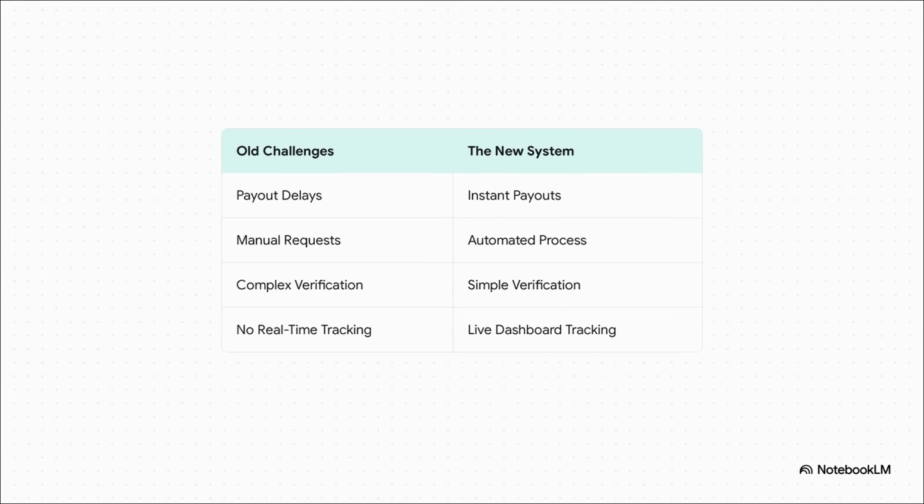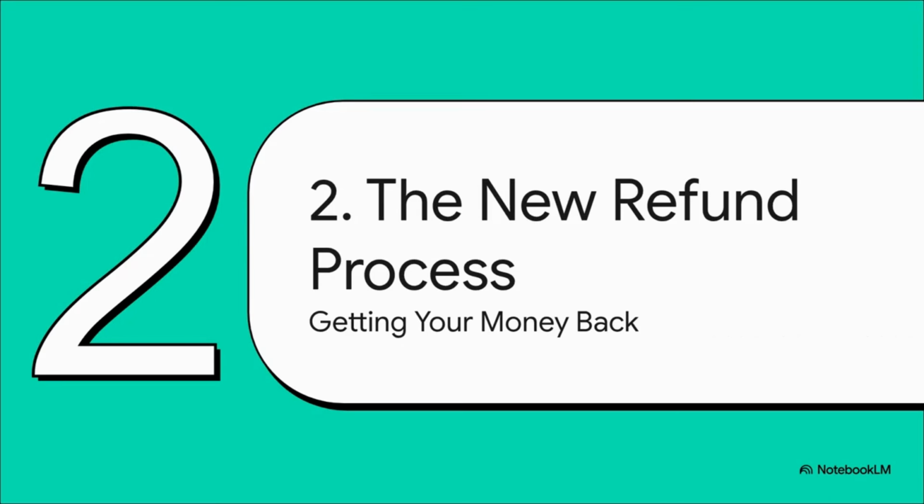In the past, users were dealing with payout delays, they had to go through confusing manual requests, and there was no way to actually track their earnings in real time. The new system tackles every single one of those issues, swapping out those slow manual steps for a process that's automated, instant, and totally transparent. So, what does this new streamlined approach look like in practice?